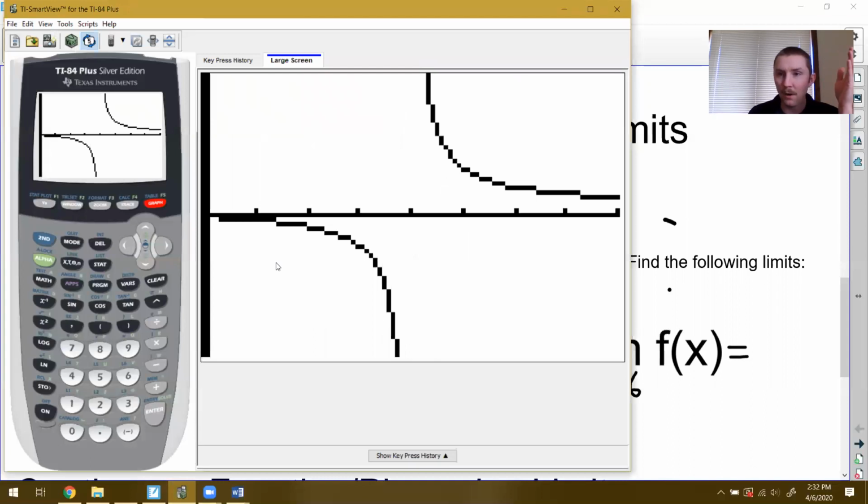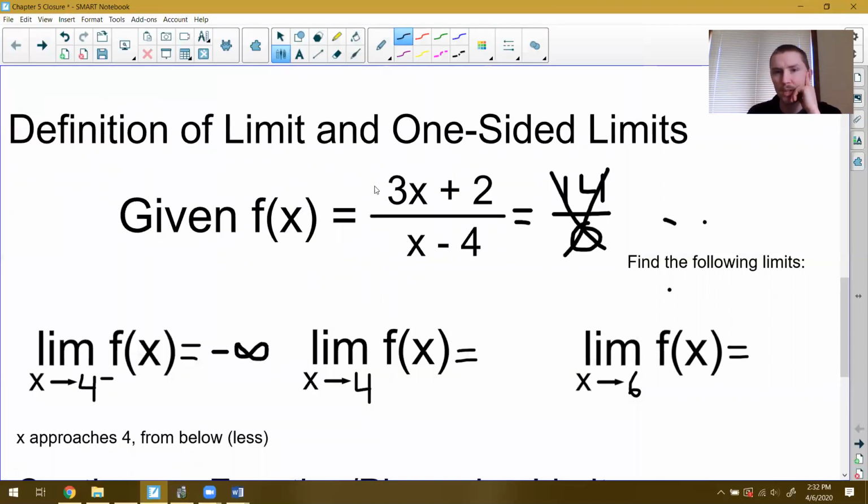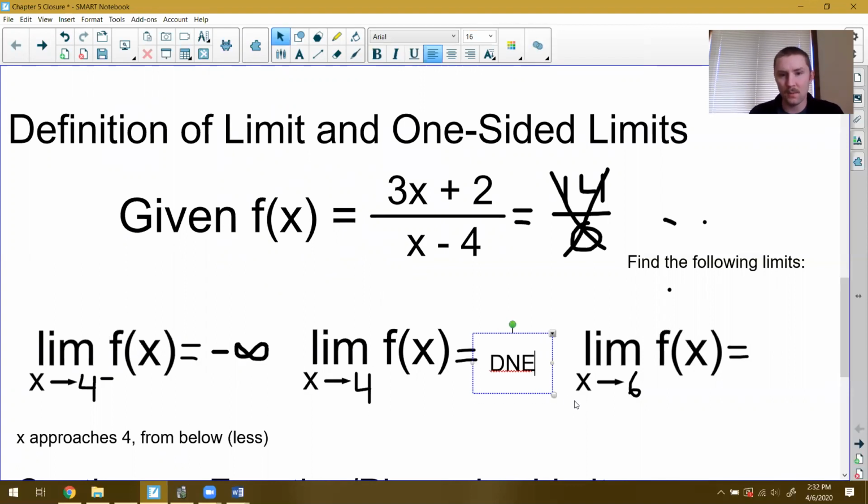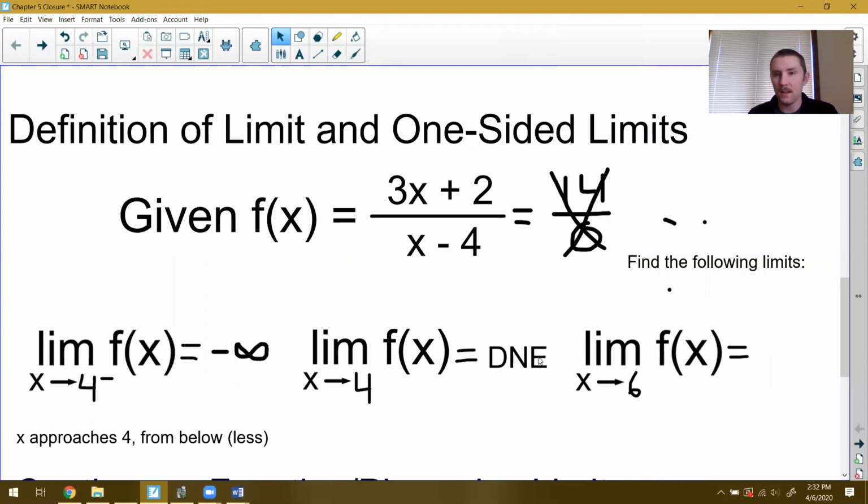So that's why we went here. And now we can see sort of why it's undefined, right? On both sides of x equals 4, coming from one direction, I think I'm going to -infinity. Coming from the other, I think I'm going to +infinity, right? Do those sides agree with each other? Do they think they're going the same place? No, they don't. So what do we say about the two-sided limit as x approaches 4? We say it does not exist, or DNE, because both sides don't agree with each other.